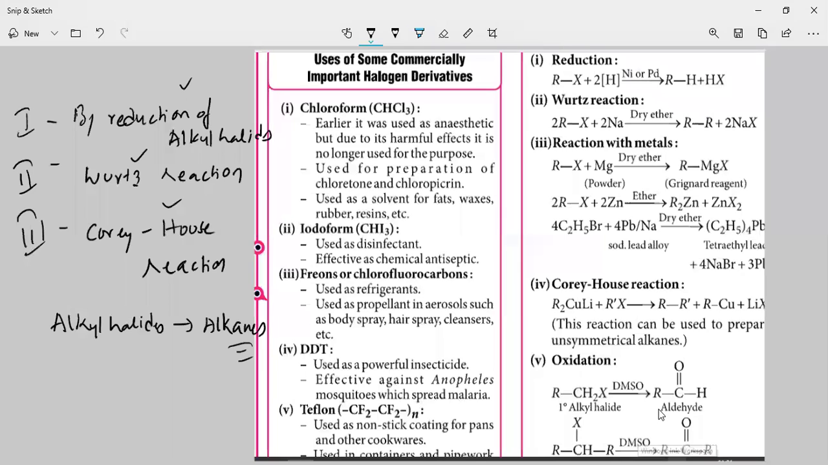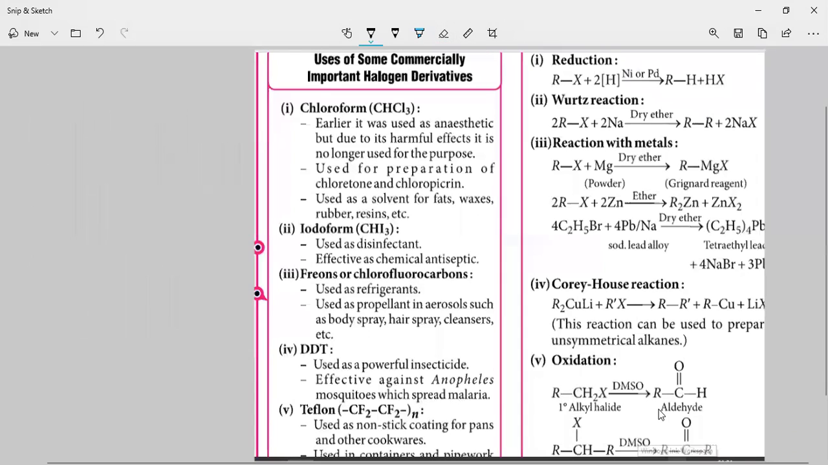Right. Next, let us go further, that is, important compounds of halogen compounds. What are the important compounds of halogen compounds? First one is chloroform, CHCl3.